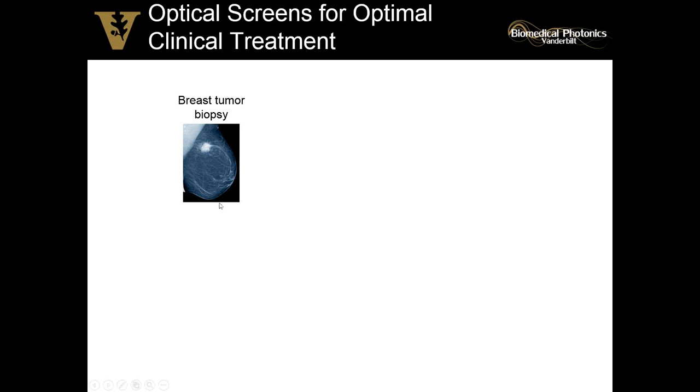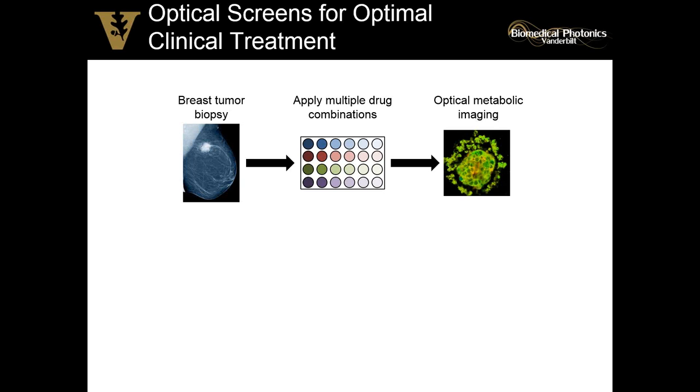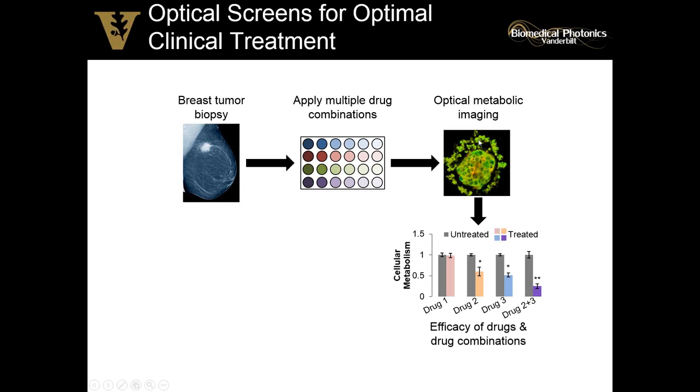First, we want to take a breast tumor biopsy and apply multiple drug combinations to this biopsy. So we break it up into multiple pieces and grow it into these three-dimensional organoid cultures, which I'll describe later. This essentially allows us to do a multi-drug test. We can perform optical metabolic imaging. This is a fluorescence lifetime image of NADH, which I'll describe later. And we can use these metabolic readouts to determine the best drug combination for each patient.